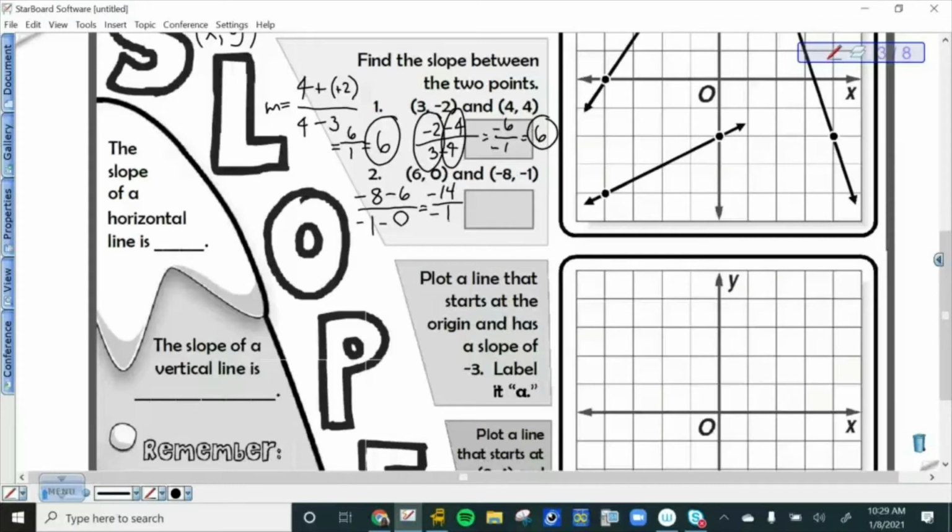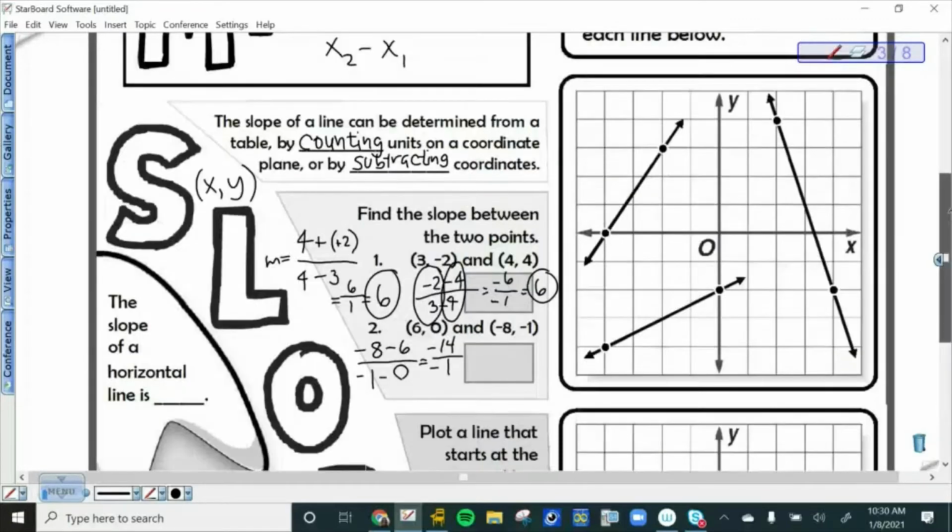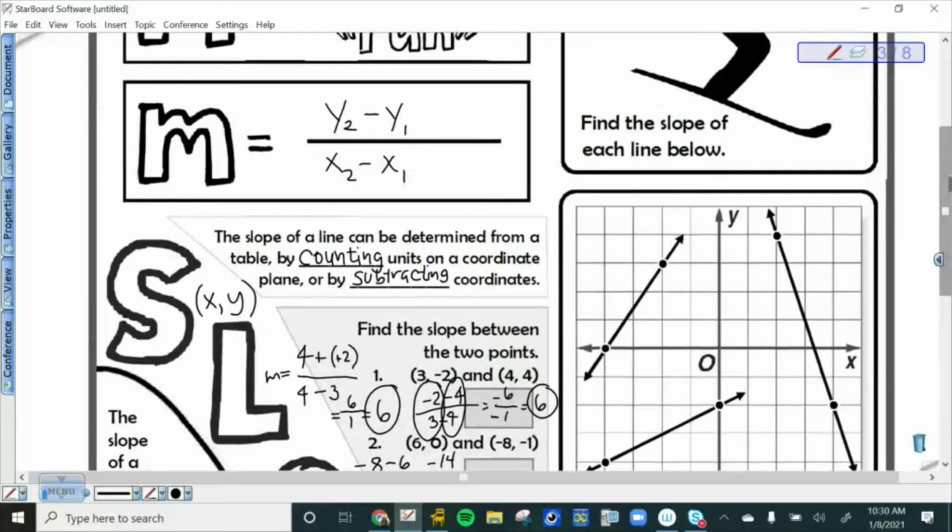What's my x coordinate and what's my y coordinate in this point? Oh, it's backwards. I put x on top. I put x in the numerator and y in the denominator. You see? We need to have our y coordinates in the numerator, x in the denominator. I did it the other way around.